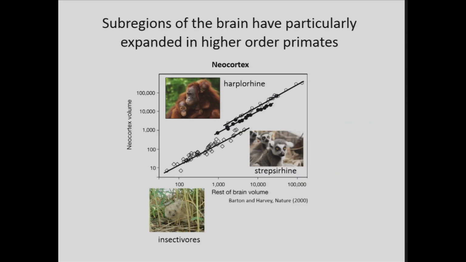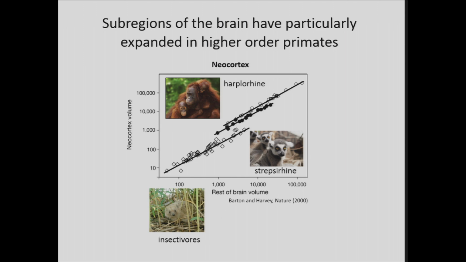Well, what about subregions that are specialized for functions that we mentioned earlier may be involved in complex thought and complex processing? Well, one of these regions is the neocortex. And it's thought that the neocortex is also expanded in upper order primates, including humans.